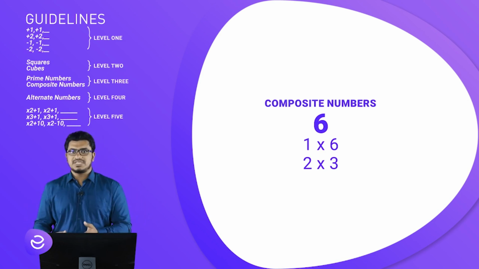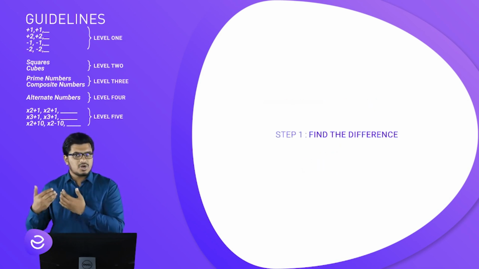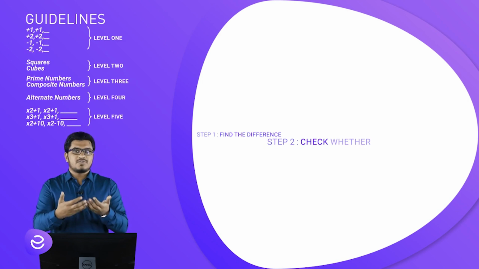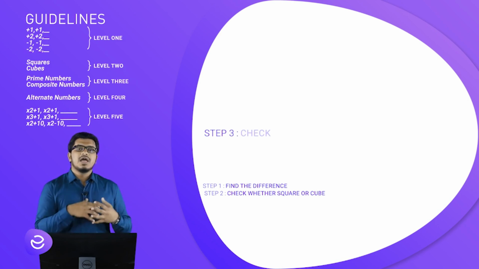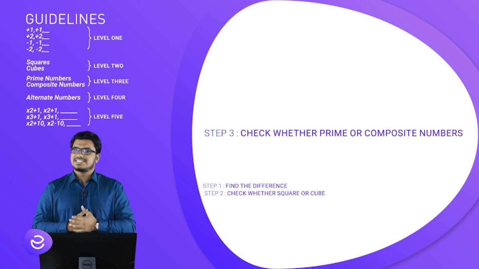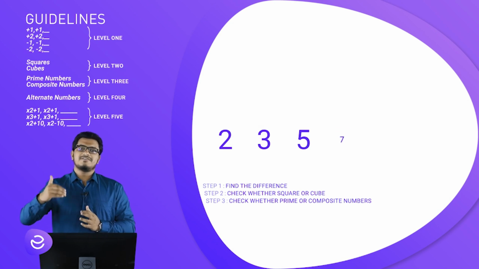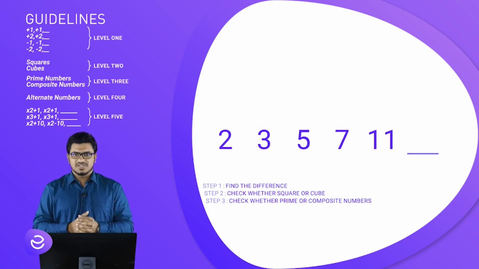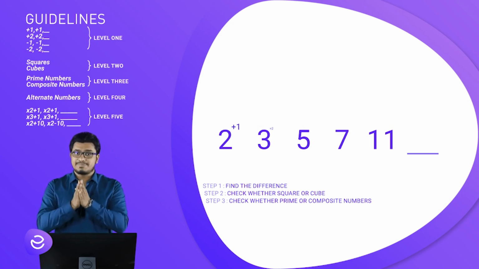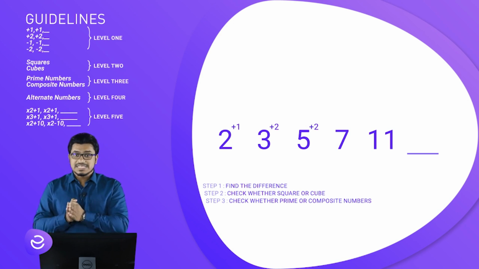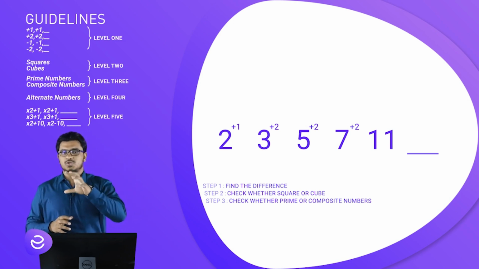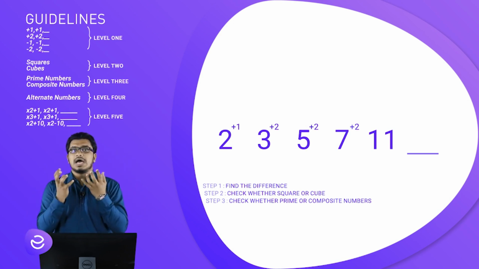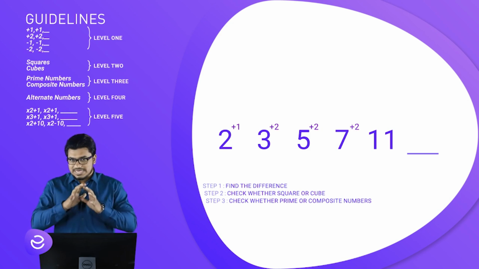So when you get a number series, you check the differences. If you do not get a pattern, keep it aside. You check for the squares and the cubes. If you do not get the answer, keep it aside. The next thing you check is for a prime number or a composite number. For example, 2, 3, 5, 7, 11, dash. When you find out the differences, you get 2 plus 1, 3, 3 plus 2, 5, 5 plus 2, 7, 7 plus 4, 11. So we get 1 as the difference, then 2, 2, 4. There is no proper pattern forming. So it is not a difference.